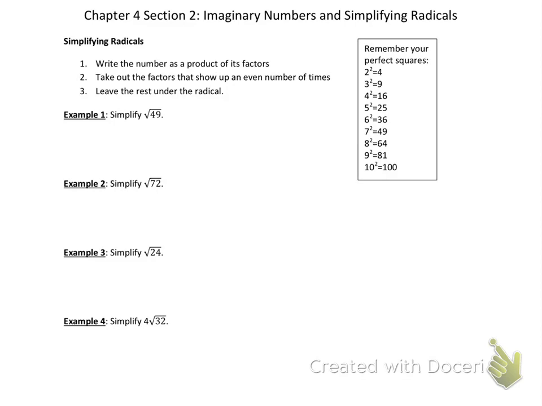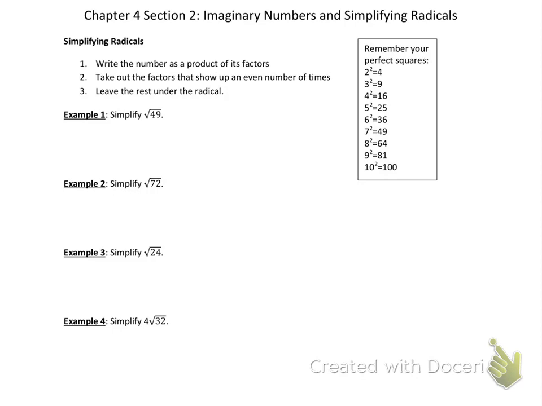So the first thing you're going to do is write the number as a product of its factors. So you're going to take the number, whatever it is under the radical, and divide it by small numbers, such as 2, and 3, and 5, and 7. So our prime numbers. Then you're going to take out the factors that show up an even number of times. Each time it shows up twice, that's when you take it out. Then we're going to leave the rest under the radical and simplify on the outside.